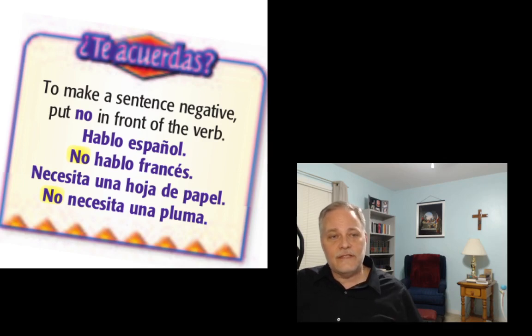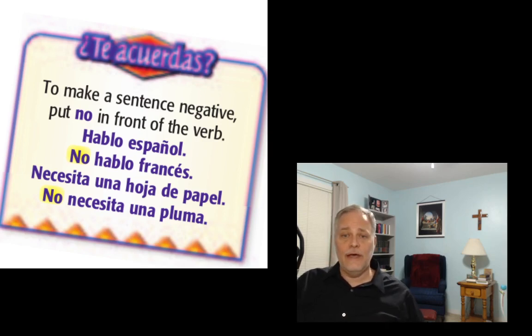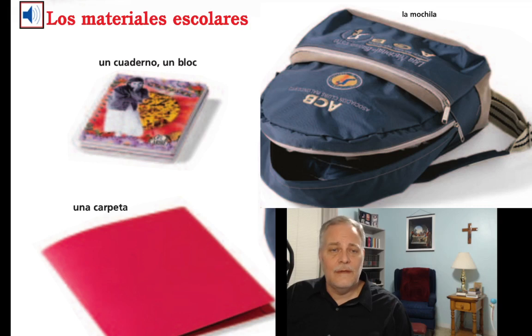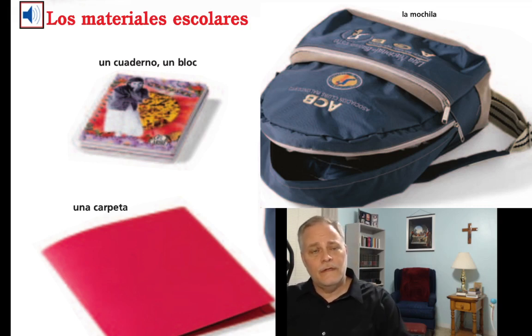Look at the next sentence. It says, necesita una hoja de papel. She needs a piece of paper. No necesita una pluma. She doesn't need a pen. Okay, so just throw no in front of the conjugated verb and forget that whole idea of needing a helping verb there. So let's look at our vocabulary for this first part of chapter 3.